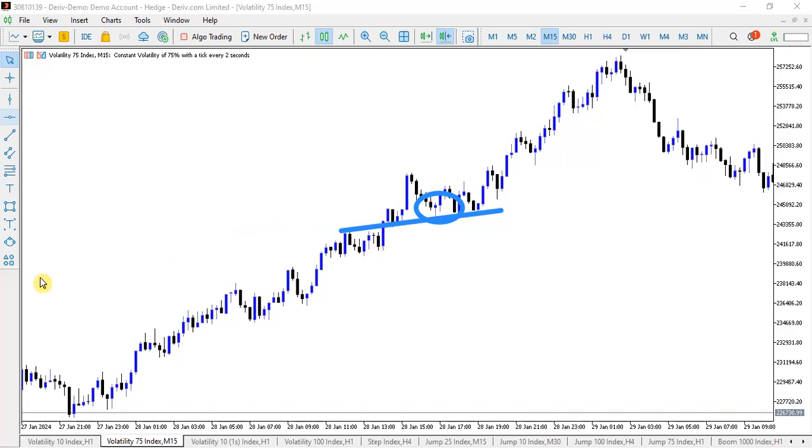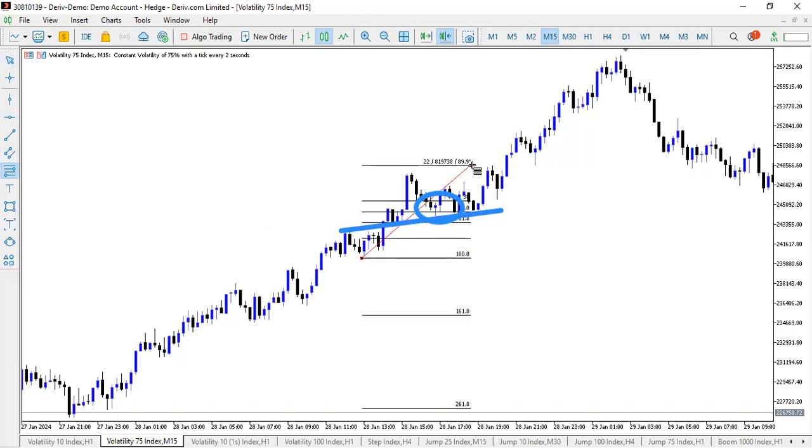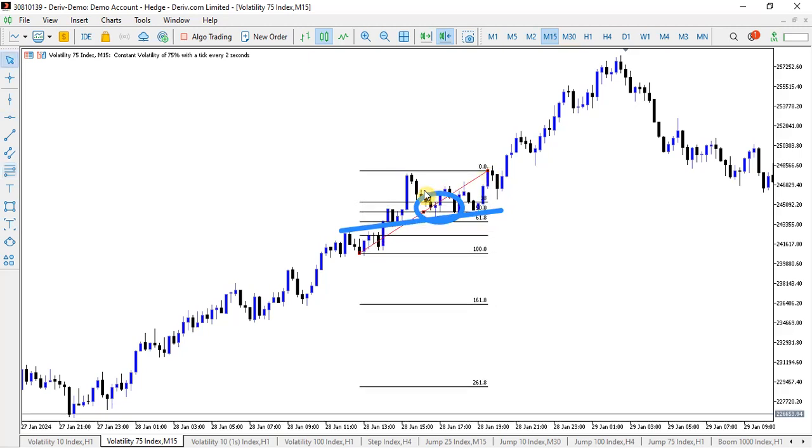And even if you decide to pick a Fibonacci, pick it from the low to the high. You clearly see that the market gave us a 61.8 Fibonacci retracement, guys, which is a very, very powerful level, okay? So from then on, you can just put in your buy orders, and then your stop loss here, and then you aim for the highs.